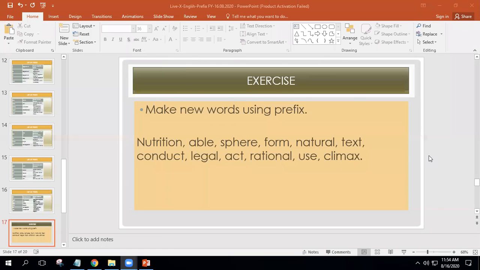Use has already been told. Climax, text, form, able. All are very common terms. Able can be unable. Text can be pretext. Form can be transformed. Climax can be anticlimax.